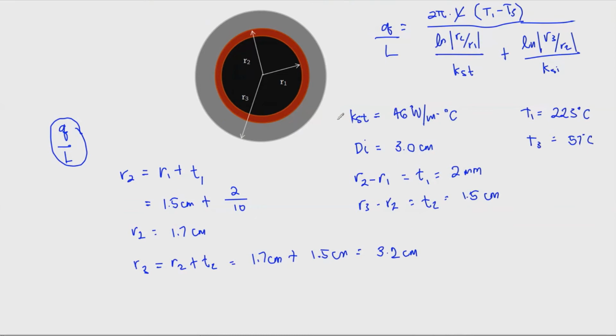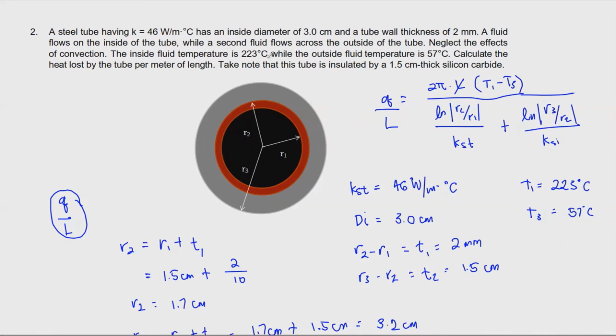And in this case, if I asked you at what temperature that would be, you might say, okay, let's just take the average of 223 and 57. If I take the average of those temperatures, that is T1 plus T3, which is 223 plus 57 divided by 2, and solving, that is 140 degrees Celsius.